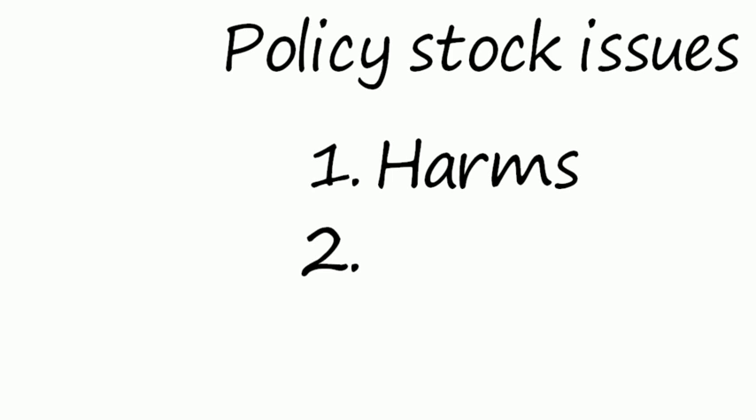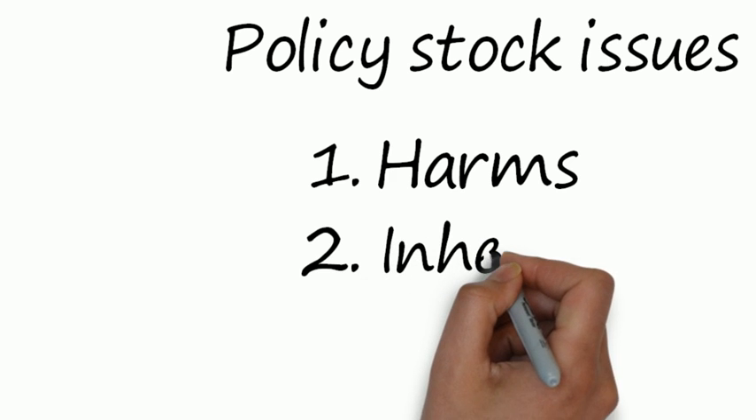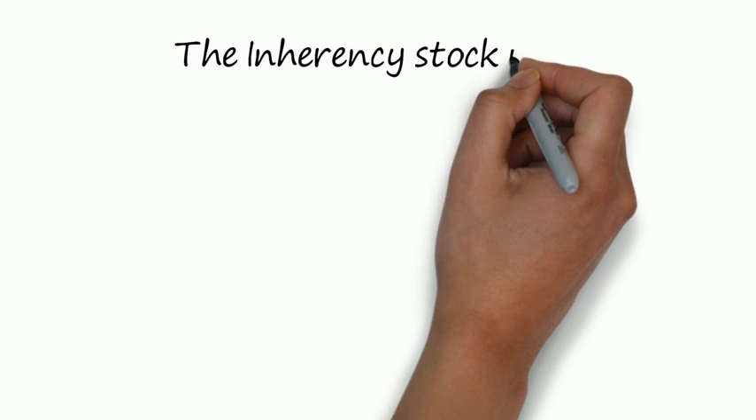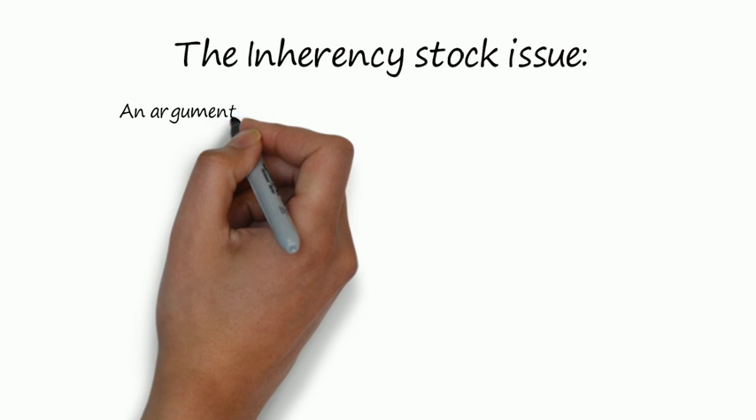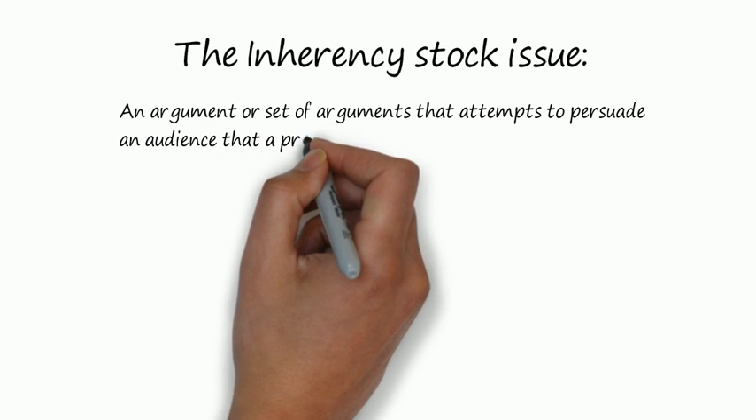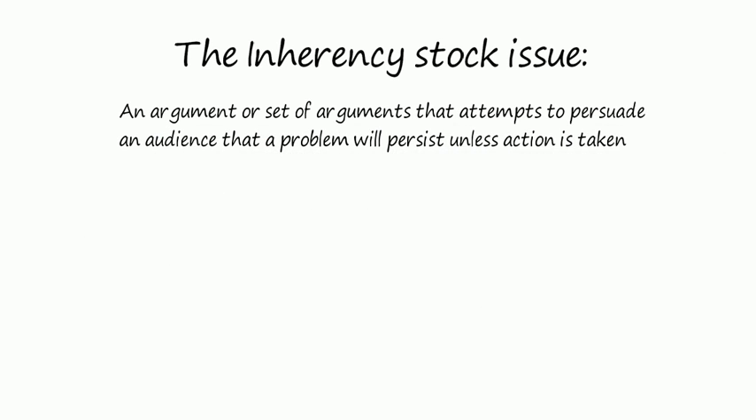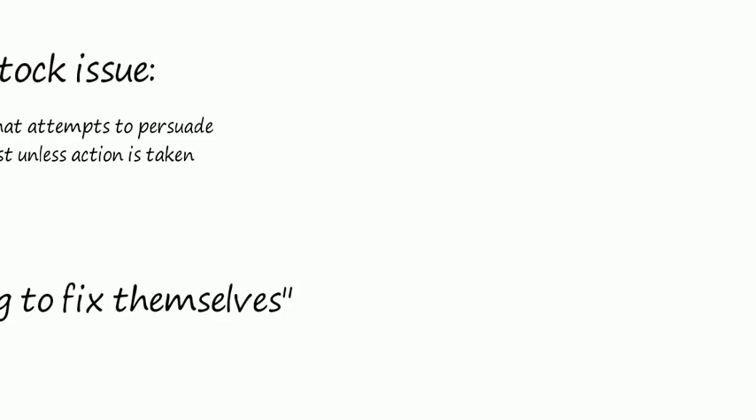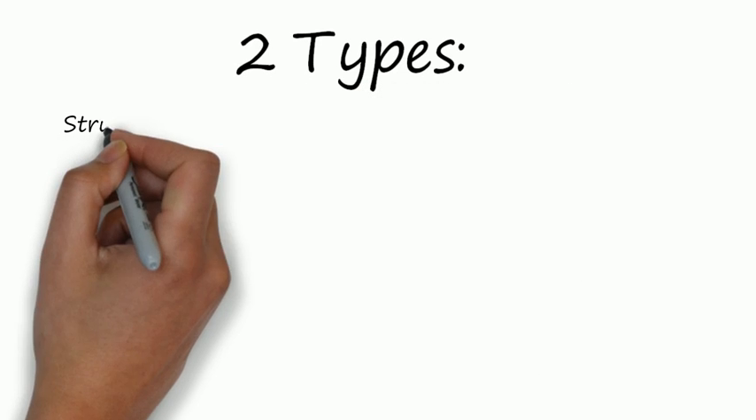Okay, so one of the common questions of an affirmative proposal is, what's the problem? So what's another question? Can you think of another? You might be asking, is there a solution? But before that question, there is a prior question that one ought to ask, and that is, what is causing the problem? This question establishes the stock issue of inherency. The inherency stock issue is an argument or set of arguments that argue that the problem will persist if no action is taken. I like to think of inherency in terms of the phrase, the harms aren't going to fix themselves. There are two types of inherency, structural and attitudinal.